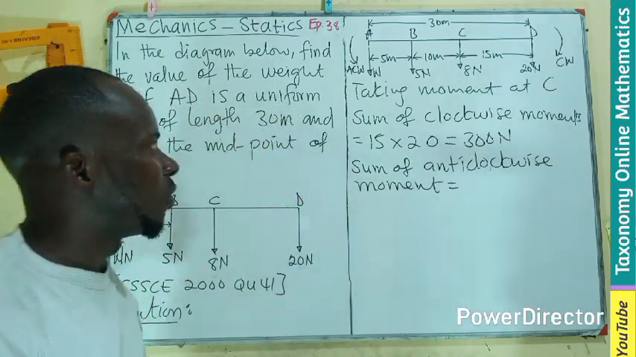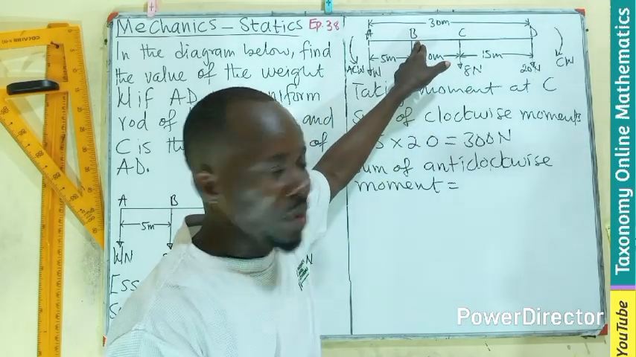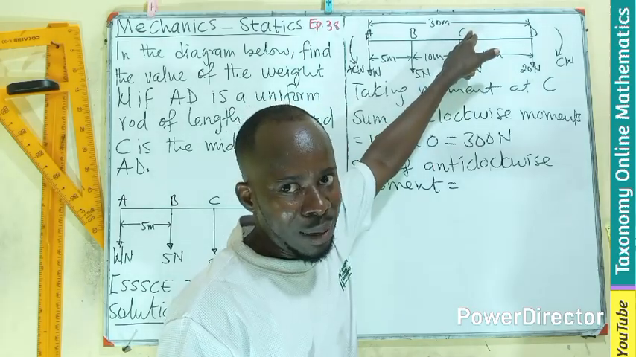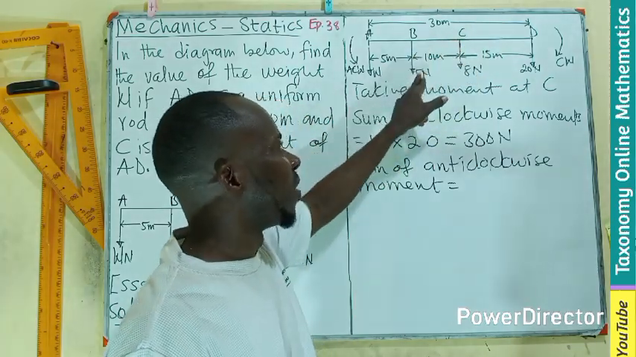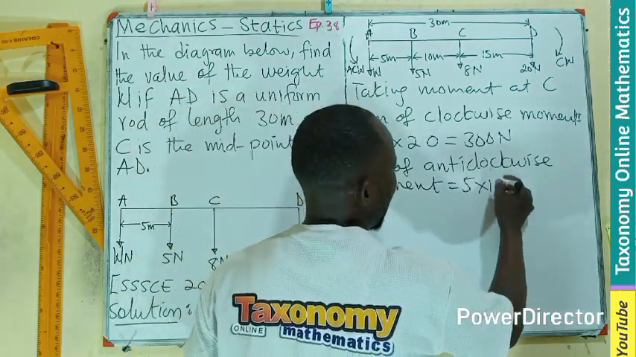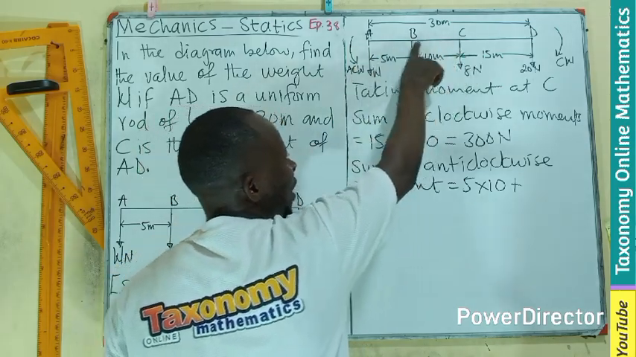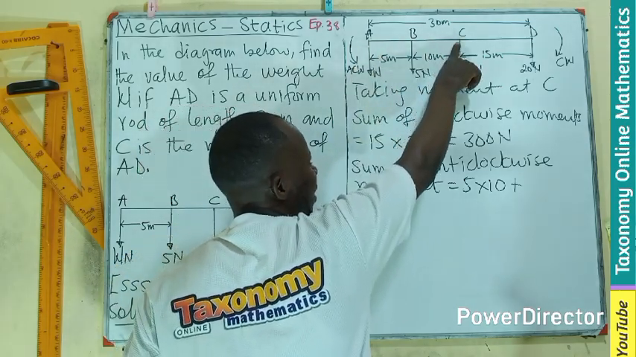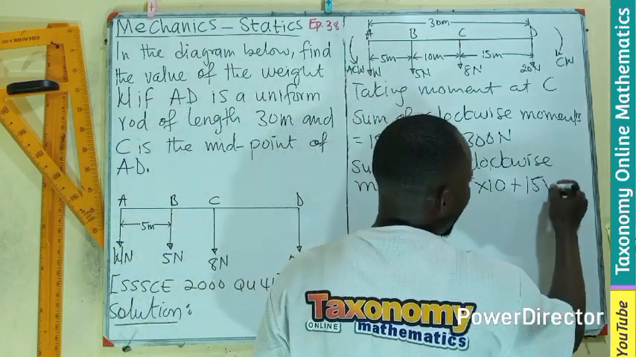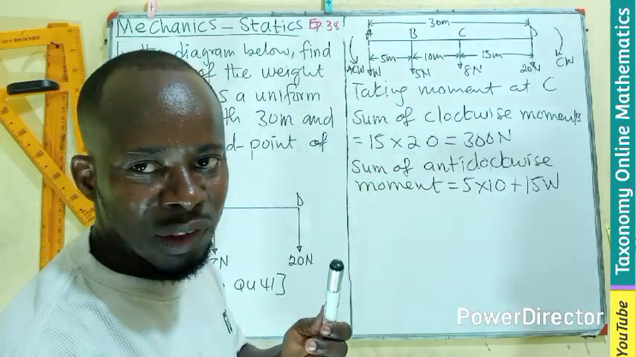For the sum of anti-clockwise moments, the point B is 10 meters away from the pivot where we are picking the moment from. The distance times the force gives us the moment there, and that moment will be 5 times 10. Then coming to A, it is also 15 meters away from the point of axis and carrying a force of W. So 15 times W, that will be 15W. So we know the clockwise moment and the anti-clockwise moment.